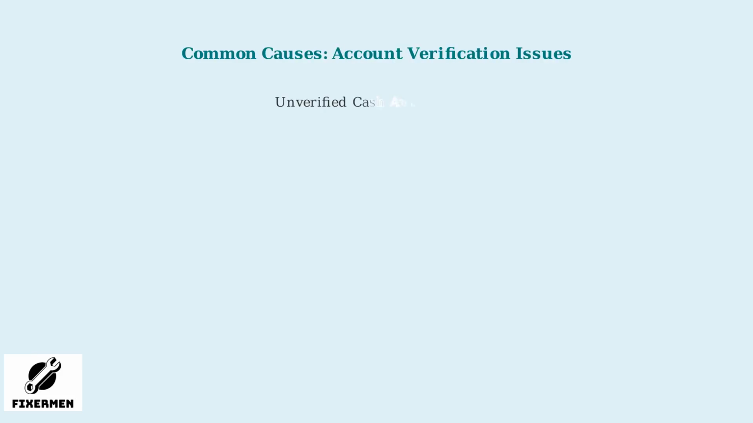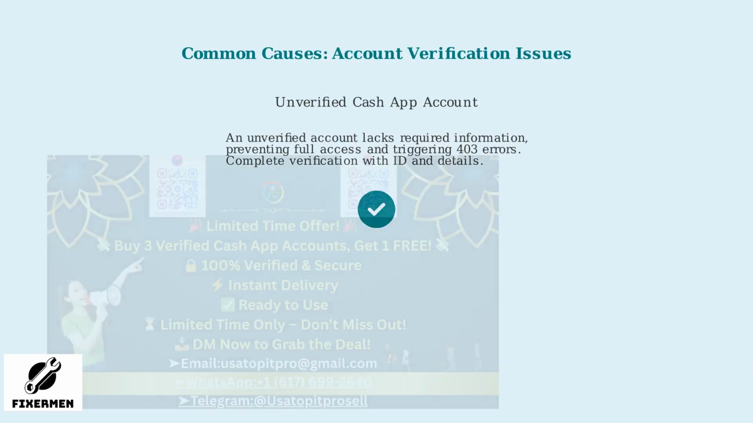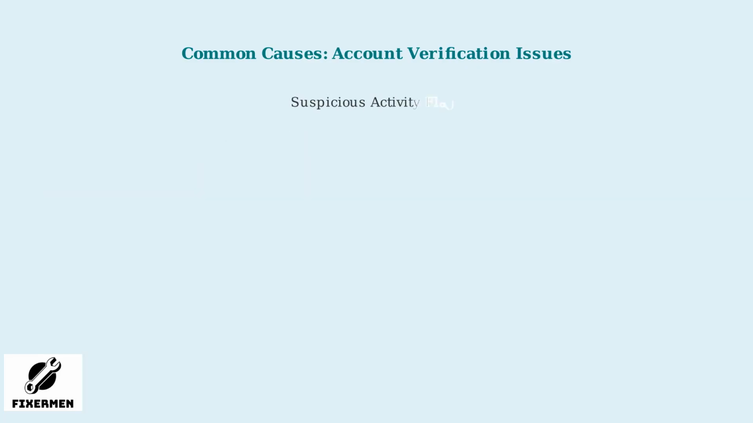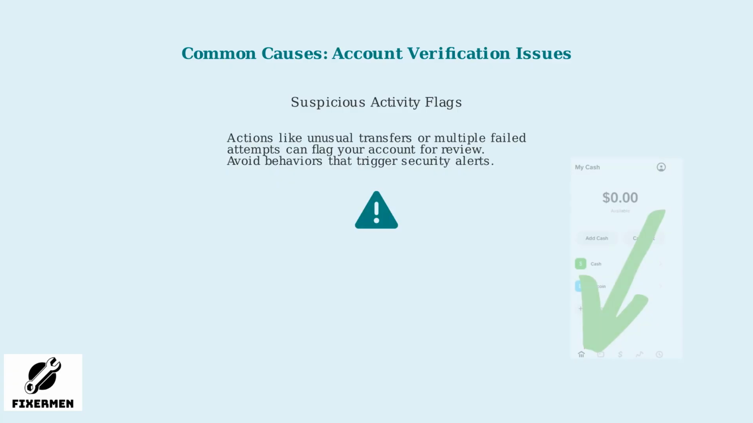One common cause of the 403 forbidden error is an unverified Cash App account. When your account isn't fully verified with all required information like ID and contact details, the app restricts access to protect against fraud. Another cause is suspicious activity on your account. Cash App monitors for unusual behavior, such as rapid transactions or failed login attempts, which can trigger a 403 error while the account is under review.